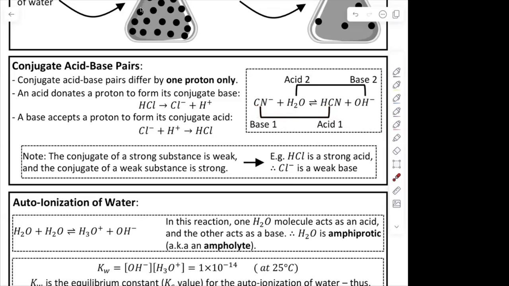Then you've got water, which acts as our acid in this case. And then the acid is going to give an H away, and you're left with OH minus, and we call that OH minus our conjugate base. Fantastic. Then I'm going to just move on again.